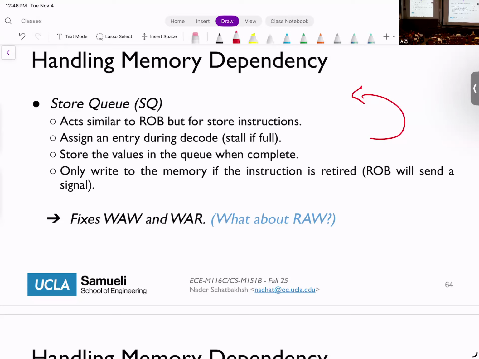Once the instruction is retired, then you actually take it from the load store queue and write it to the memory. Yes, you invalidate it from the LSQ and ROB at the same time.